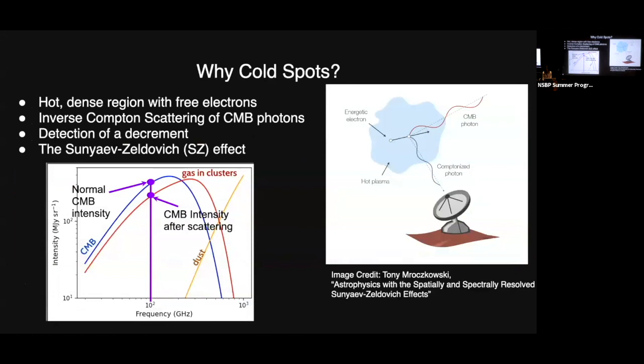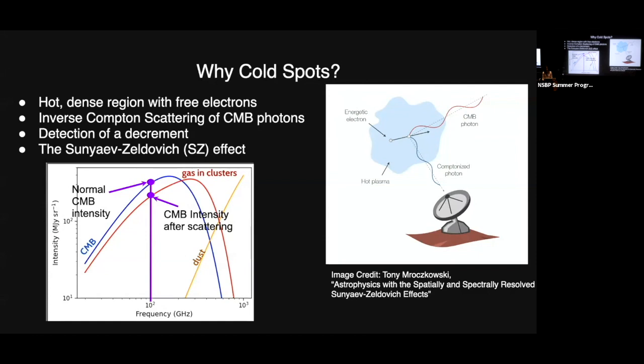In order to understand why you get cold spots on this map of the CMB where there are galaxy clusters, you have to take a look at the thermodynamics. What's going on here is a process called inverse Compton scattering, where these hot galaxy clusters contain high energy electrons. Those electrons will excite CMB photons up to higher frequencies. If you look at the graph over here, the blue curve represents the normal intensity spectrum of the CMB, and the red curve shows what happens after that scattering. So it shifts to the right, to higher frequencies.